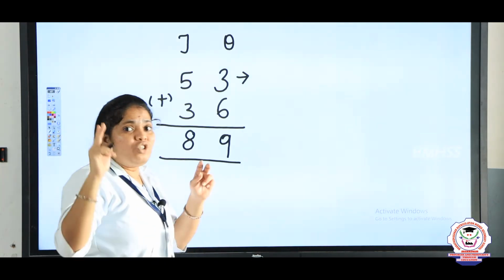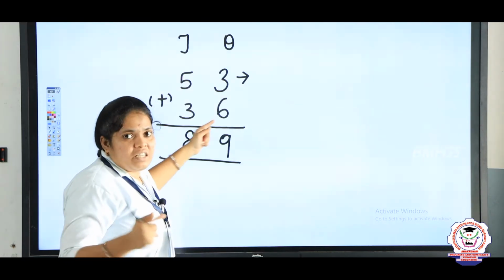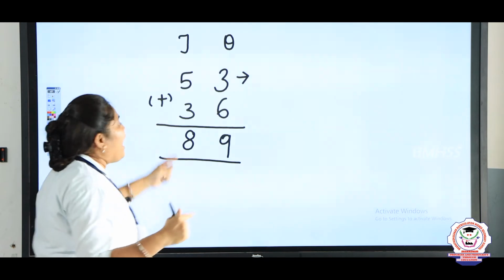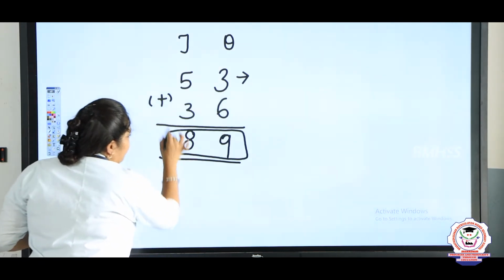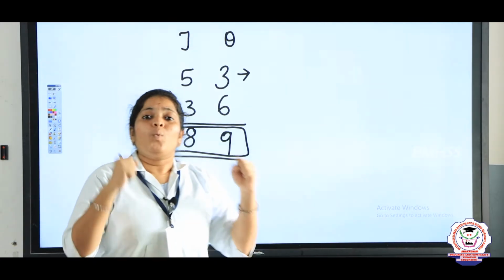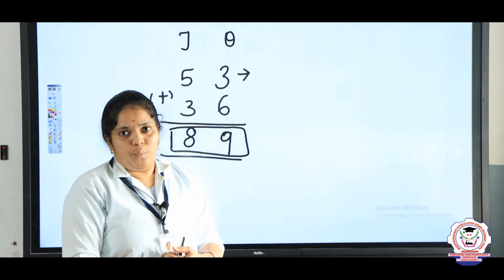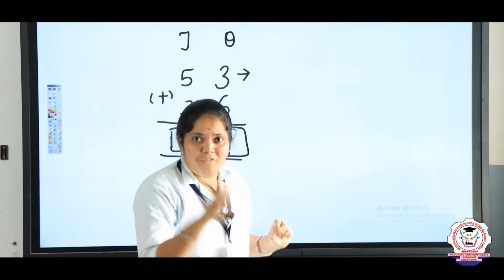When we add the two numbers 53 and 36, we get the answer 89. This is your sum. Our answer is our sum. This simple format we say is without regrouping. Now we can move on to the regrouping format.